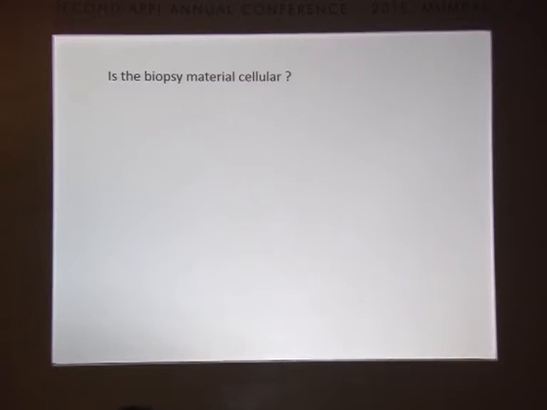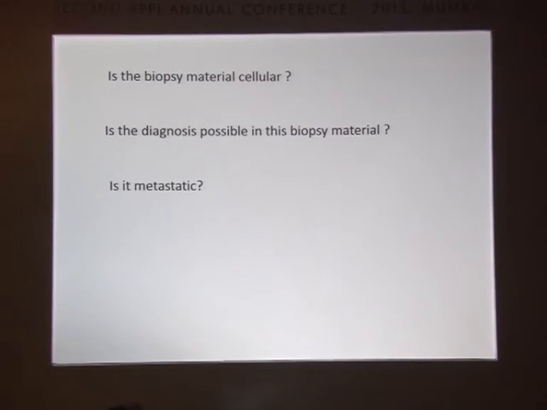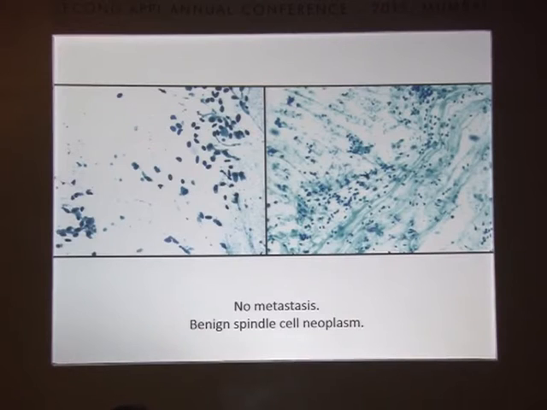So what were the questions when the CT guided biopsy was done? Is this biopsy material cellular? Is diagnosis possible? That means, is it representative? Now, is this lesion metastatic? If not metastatic, what was it? Is it a second primary? Is it inflammatory? And these were the cells which we got on the cytology.